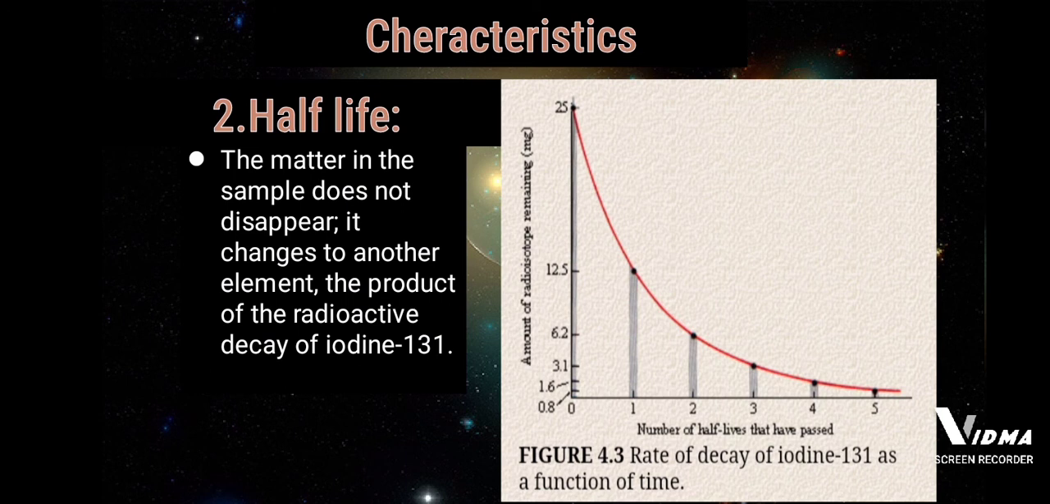In the first half-life, the amount of radioisotope remaining is 12.5 milligrams. After the second, it is 6.2. After the third, it is 3.1. After the fourth, it is 1.6. And after the fifth half-life, it is approximately 0.8 milligrams. So this is the half-life chart of iodine-131.